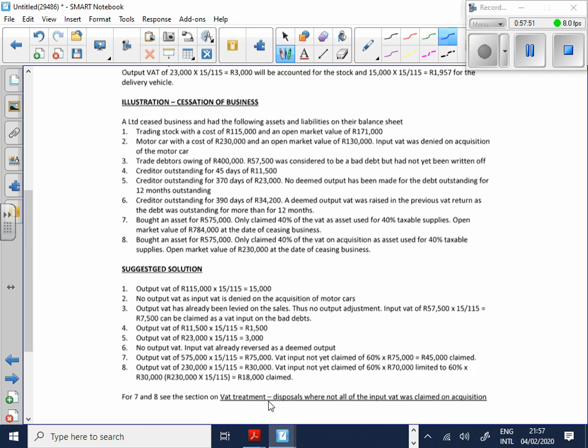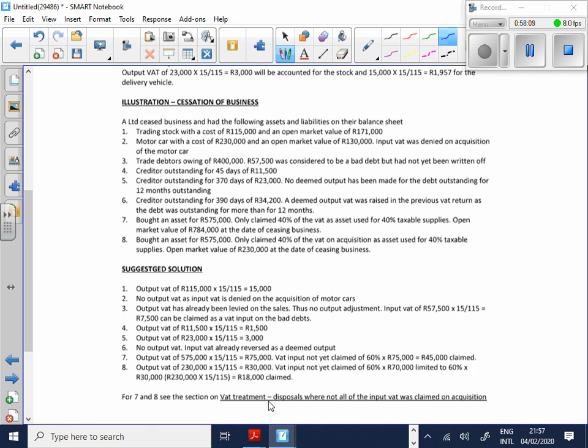Next one. It says bought an asset for 575, only claimed 40% of the VAT as an asset and used 40% for taxable supplies. Open market value of 784 at the date of ceasing the business. So guys, you've got to do the output VAT on 100% and then claim the input VAT on, what did we claim? 40. So you get to claim the input VAT on the 60 that you haven't claimed yet.